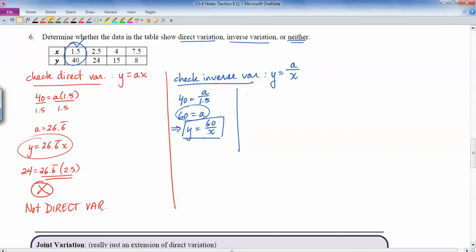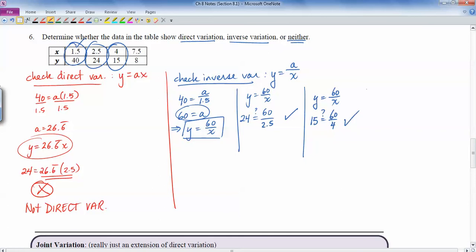So now we'll try the next point. y equals 60 over x is what we're checking. If I plug in 24 for y, I'm checking this point now. Then I want to see, is that the same as 60 over 24? Or sorry, 60 over 2.5. And it turns out it is, so that point's good. Then let's try it with 4 and 15. y equals 60 over x is our equation. And we're checking, does that work when y is 15 and x is 4? And yeah, that one works too, so that's good.